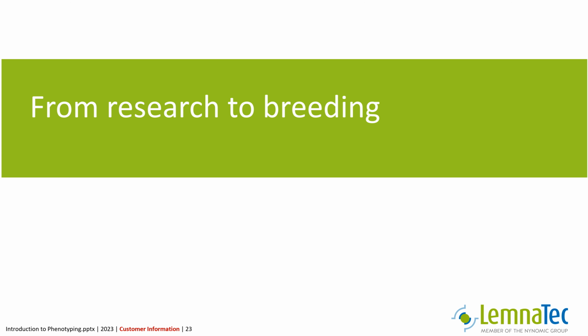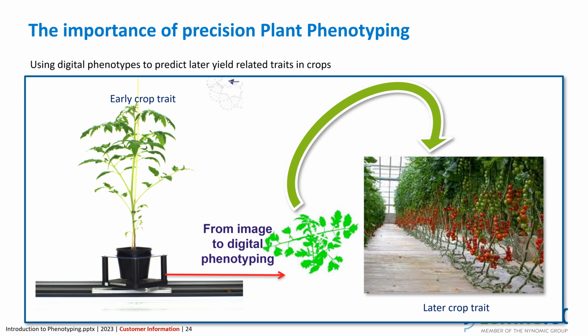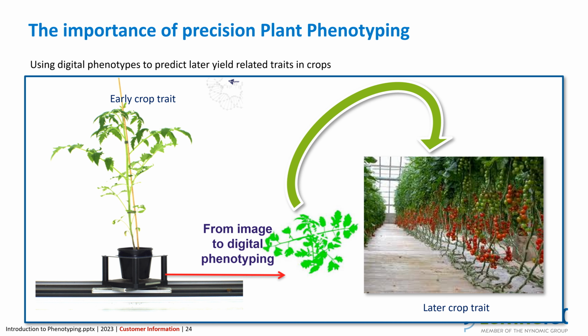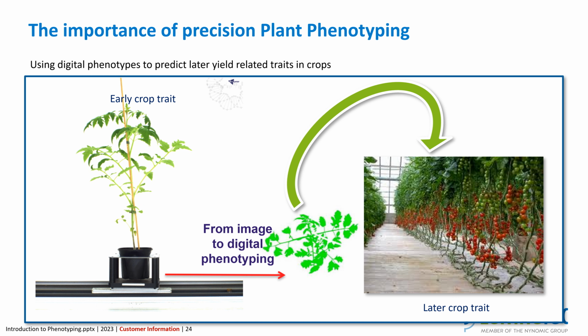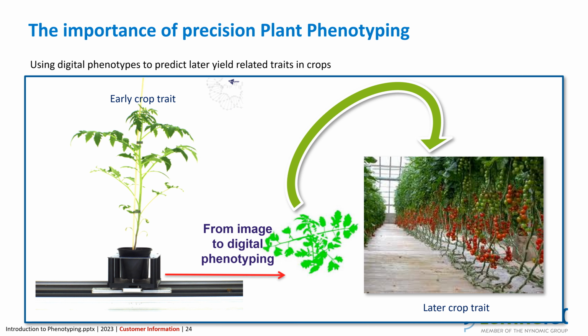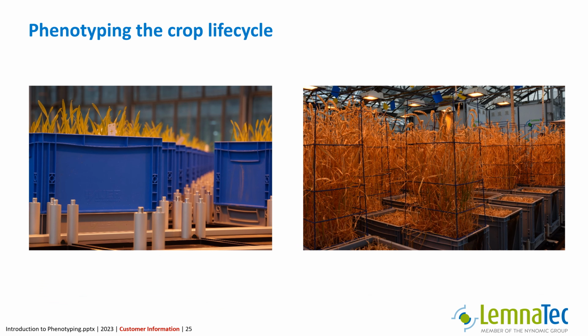So how to come from research to breeding? Precision plant phenotyping can serve to derive a model of plant growth that explains how plants will behave later, even if you only have measurements on young plants. The capability to phenotype a whole crop plant life cycle from germination to maturation of the seeds is even more valuable because you can monitor the whole development throughout the life cycle of the plant.